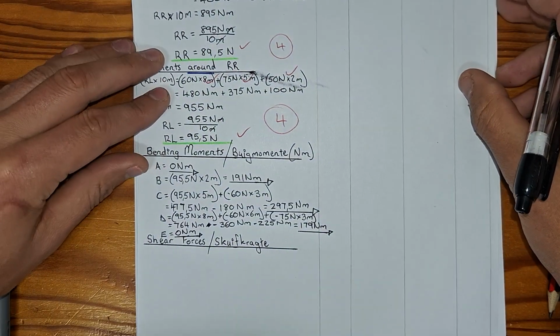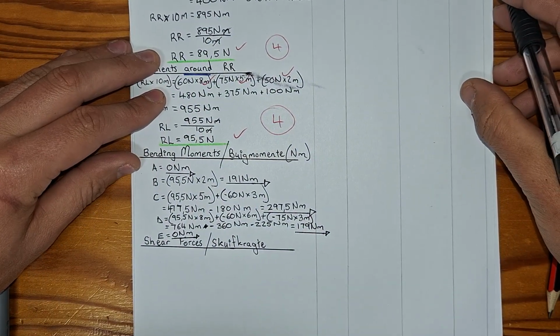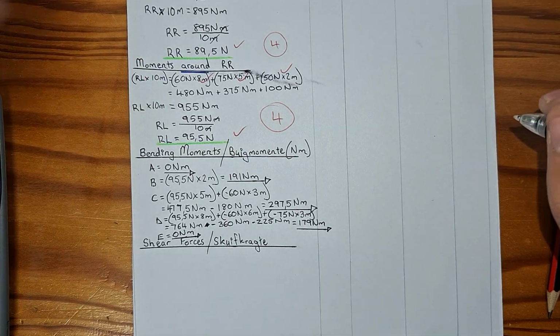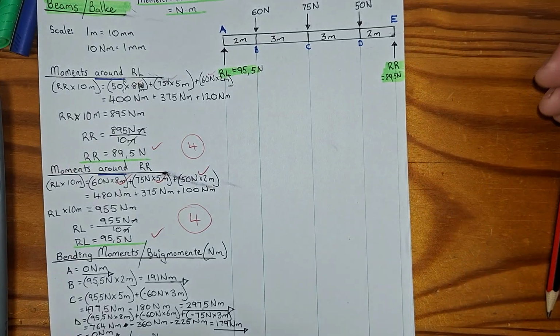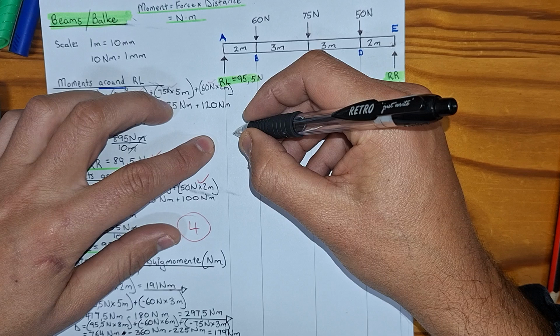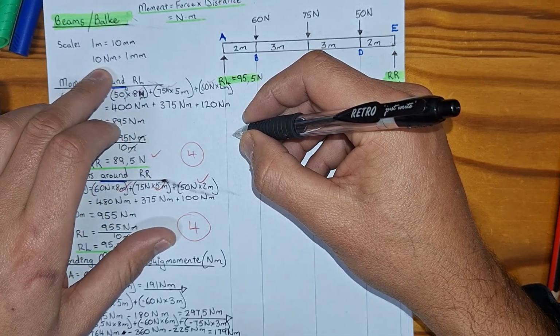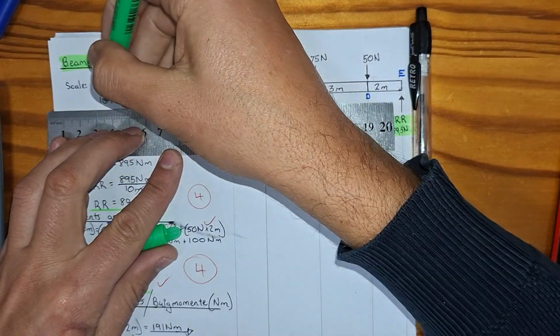Now we have to go and draw the bending moment diagram. Okay, so for this, there is supposed to be a scale given. So we will start with, let's do it over here. The given scale for the bending moment diagram is 10 newton meters equals 1 millimeter. So we're working with this one over here.